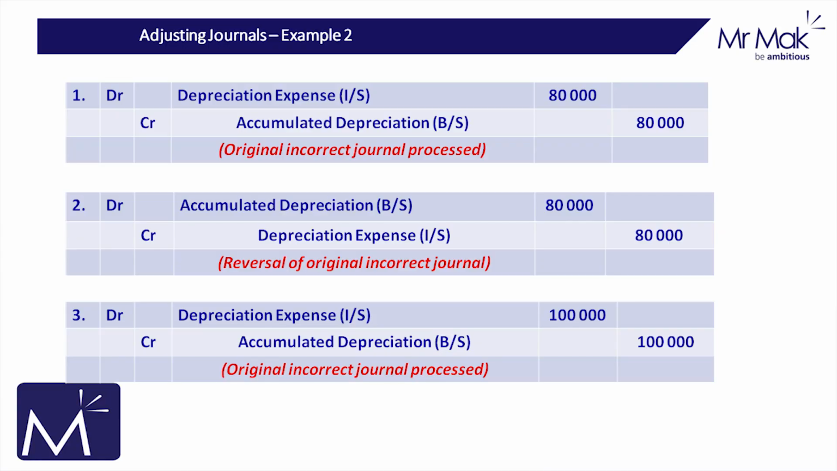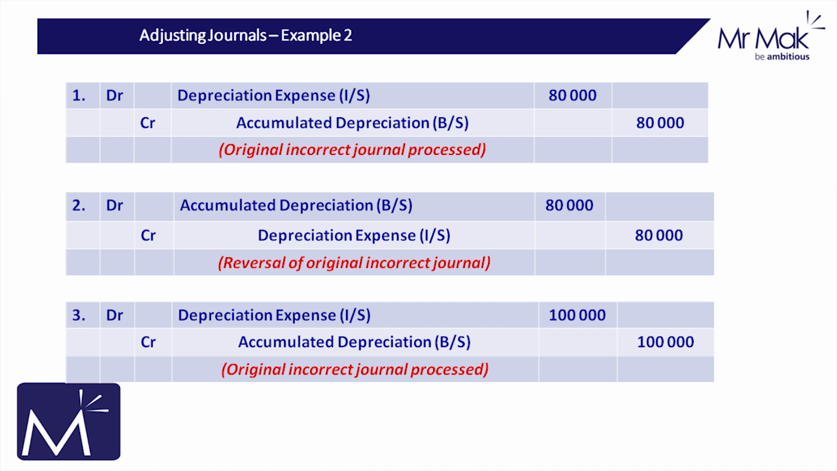So the original entries that were erroneously posted by Tanaka, because she used 5 years over 4 years, was a depreciation expense of 80,000 in the income statement. That was a debit, and there was a credit of 80,000 in terms of accumulated depreciation. So we have to reverse the original entries. We do that by debiting accumulated depreciation in the balance sheet 80,000 and crediting the depreciation expense of 80,000 in the income statement.